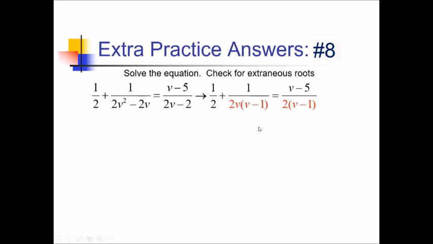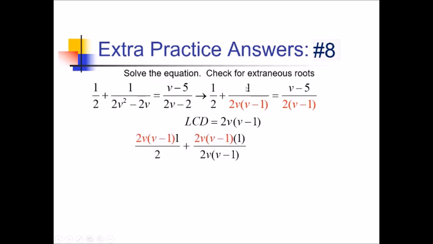So my LCD is going to have everything I need to cancel out all of the denominators. So we definitely need a 2 in the LCD. We're also going to need a v for this v right here. And we're also going to need a v minus 1 for these v minus 1s. Just 1 is enough, though. Now I'm going to multiply all these numerators by the LCD. So this 1 here gets it, so does this 1 up here, and so does this v minus 5, which I put in a parentheses to be safe.